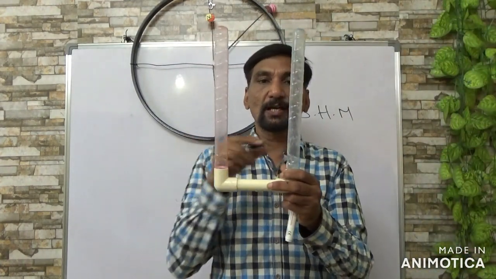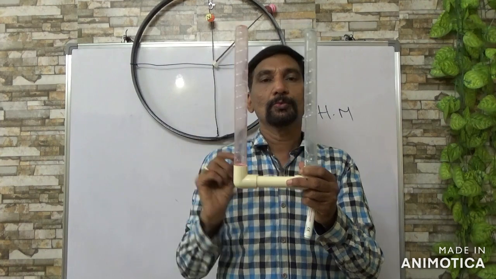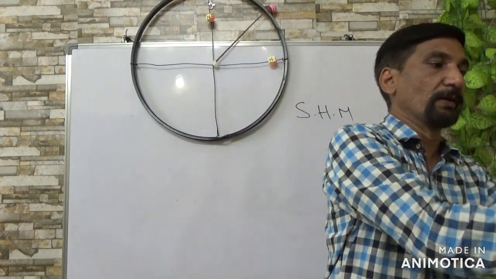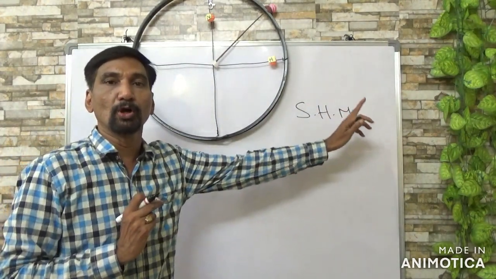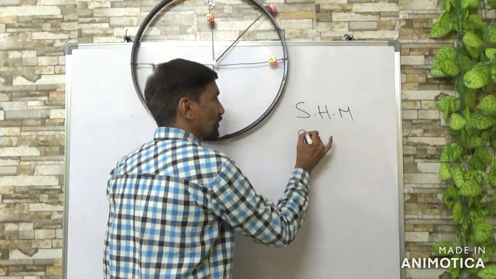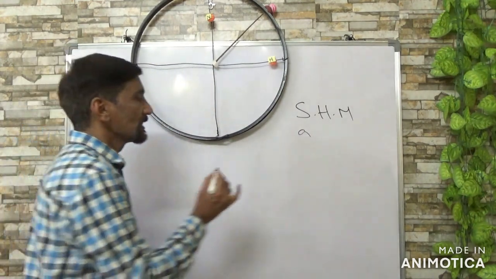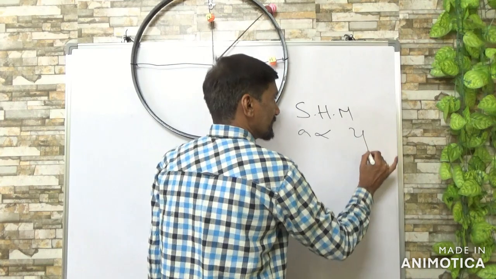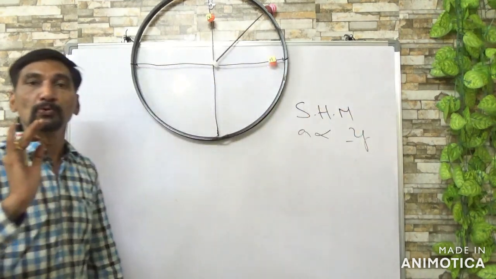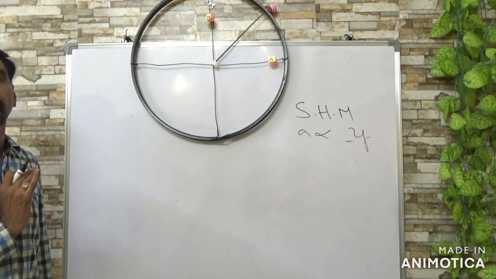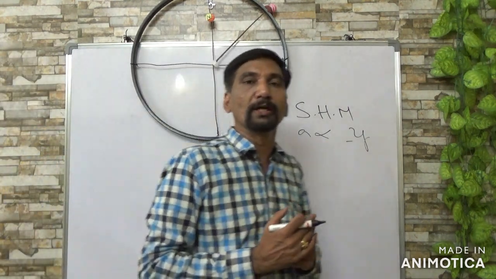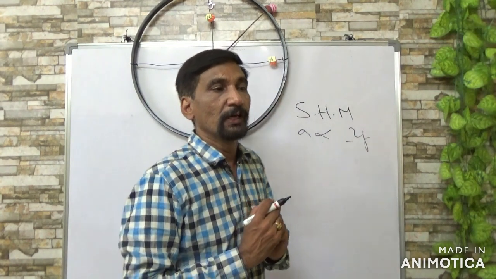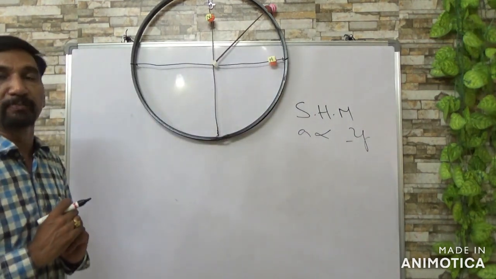A liquid oscillating in a U-tube is also SHM. So what is simple harmonic motion? Remember, whenever a body executes simple harmonic motion, the acceleration of the body is always proportional to the displacement in the opposite direction. Now we are going to know in detail about SHM and how we find its displacement.